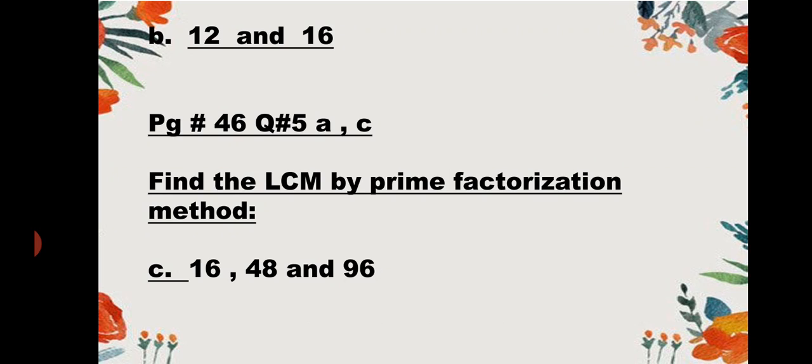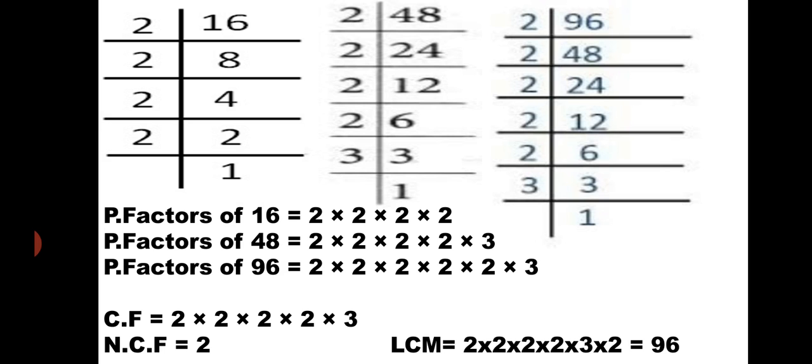Now B part आप खुद solve करेंगे. And our next question is question number 5, part A and C. Find the LCM by prime factorization method, and the part C is 16, 48 and 96. Clear? Now let's start our work and let's solve it. And it is 16 here.